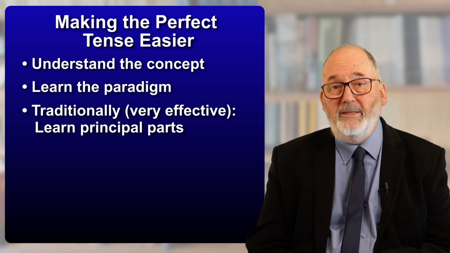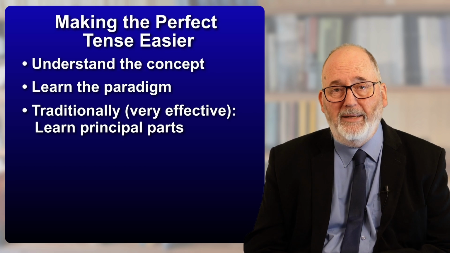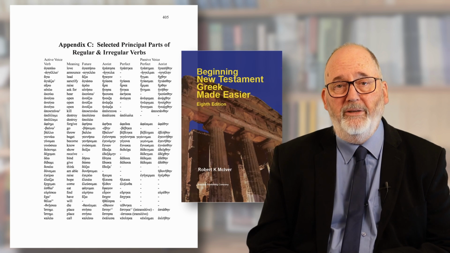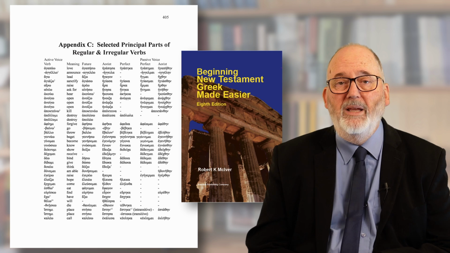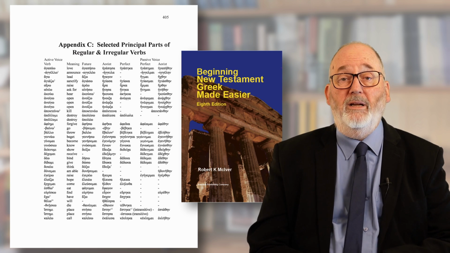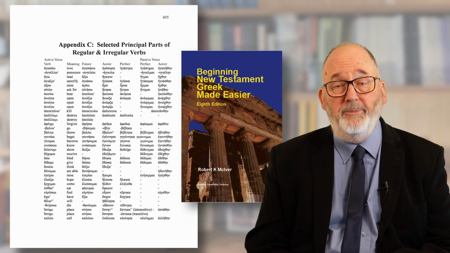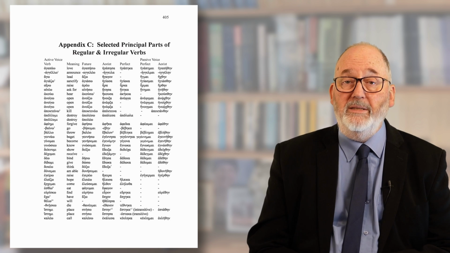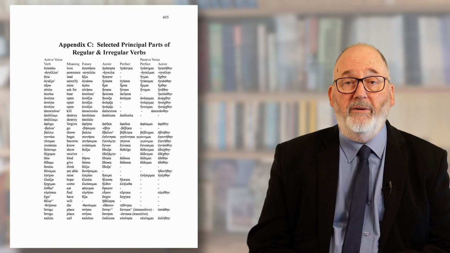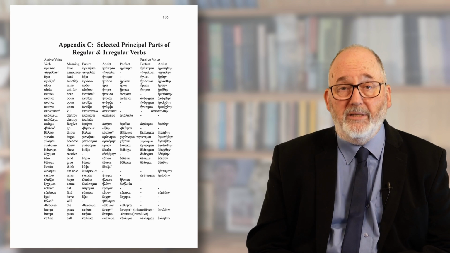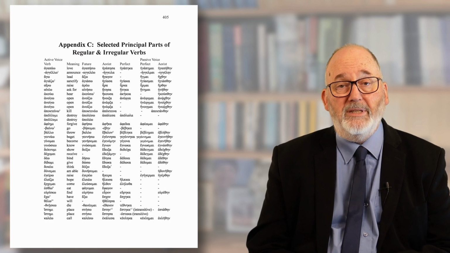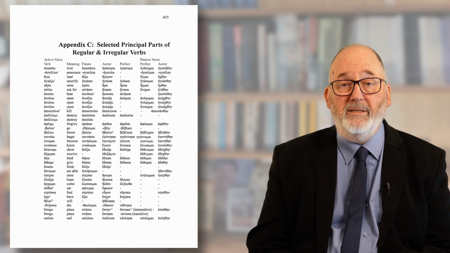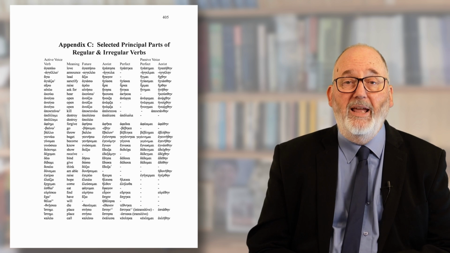The traditional method is to learn principal parts. And here you can see an appendix from my book, Beginning New Testament Greek Made Easier, where I list the principal parts of many of the verbs found most commonly in the Greek New Testament. And you will see that they're all in the indicative mood and that there are columns for the present, future, aorist, and perfect tenses of the active voice and the perfect and aorist tenses of the passive voice.